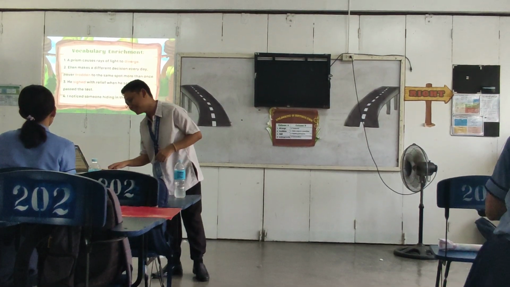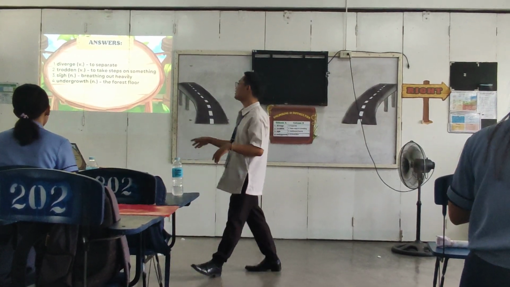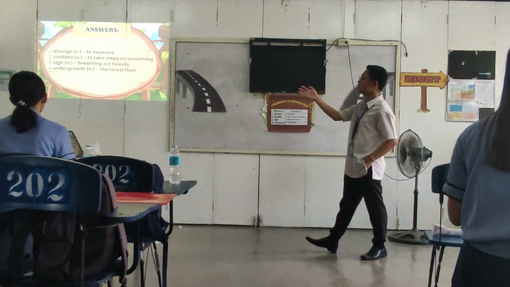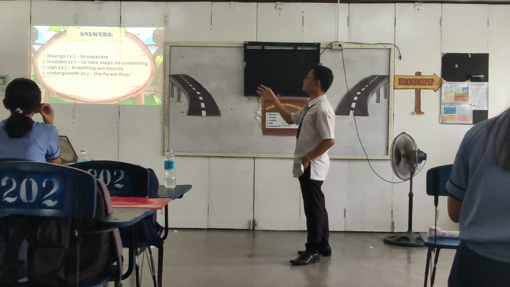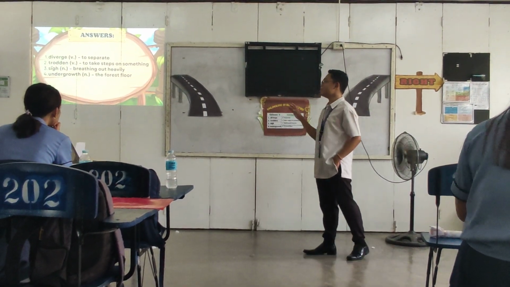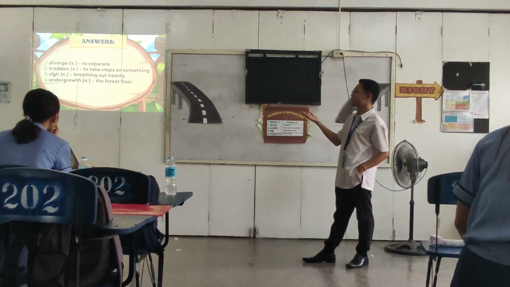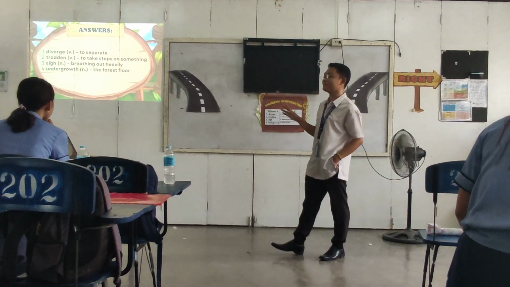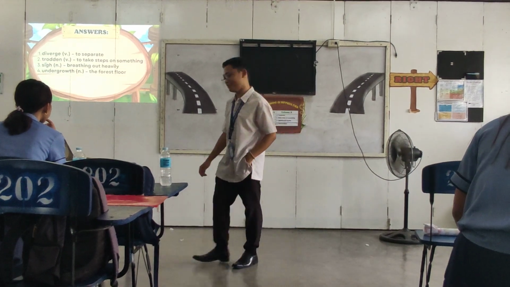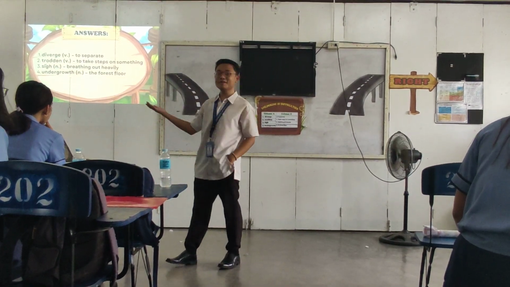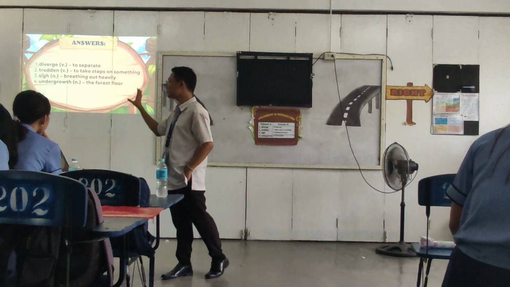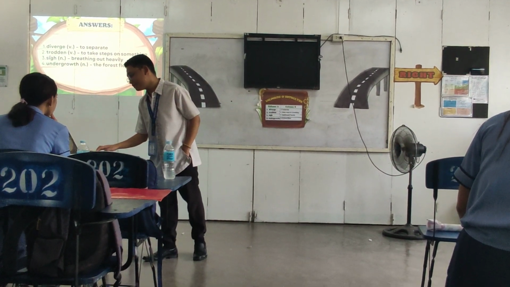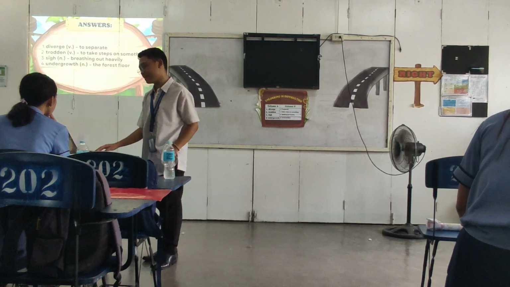So let's check if your answers are correct. So first, diverge is a verb, meaning to separate. Second, prudent is a verb, meaning to take steps on something. Thirdly, we have the word sigh. It is a noun, meaning breathing out heavily. And lastly is undergrowth, a noun as well, meaning the thick shrubs. So are we all clear with the difficult words? Alright, so these words we will encounter as we read the poem, which is entitled The Road Not Taken.